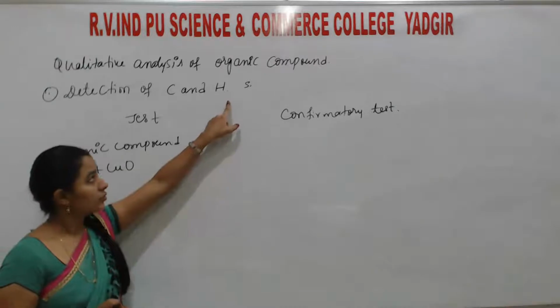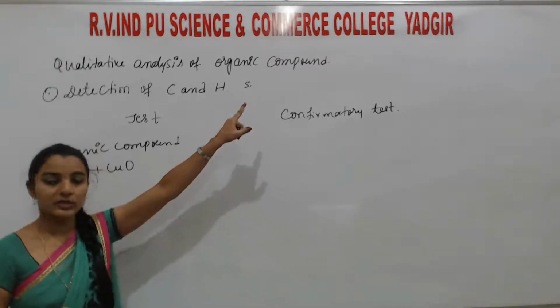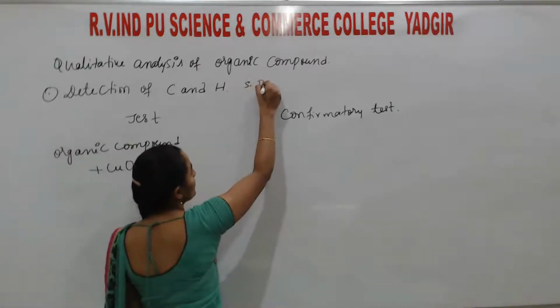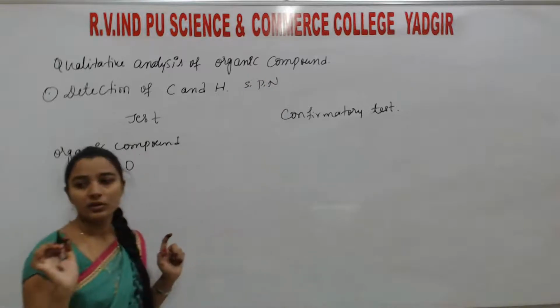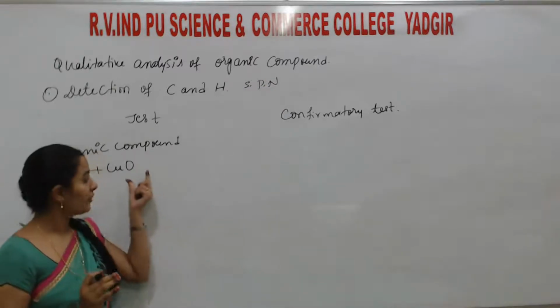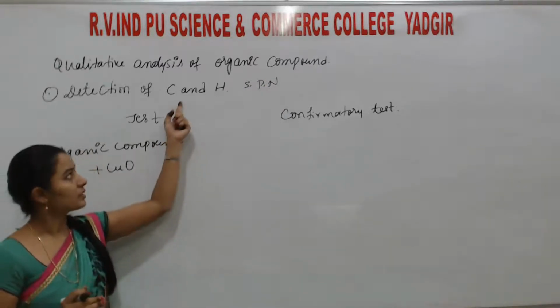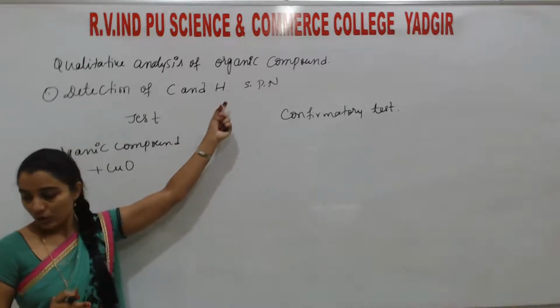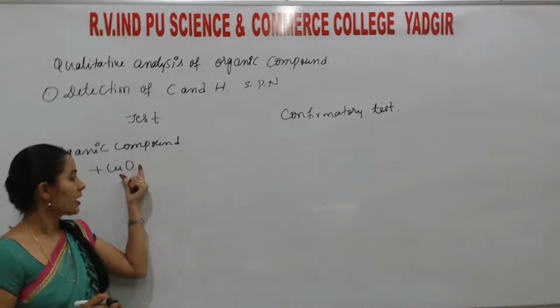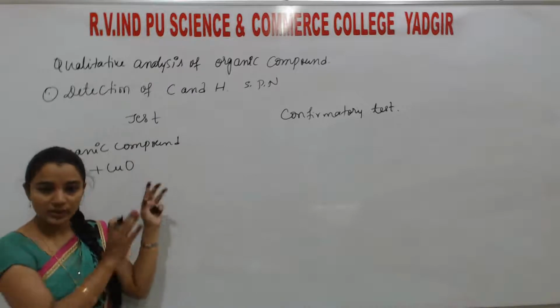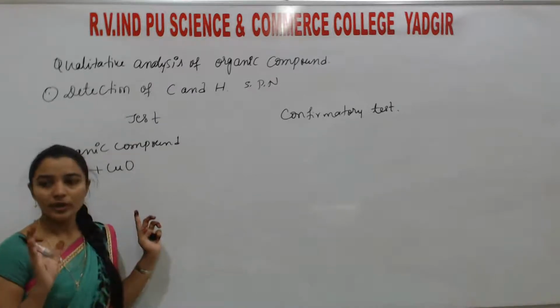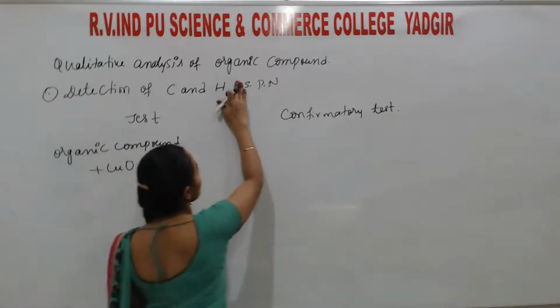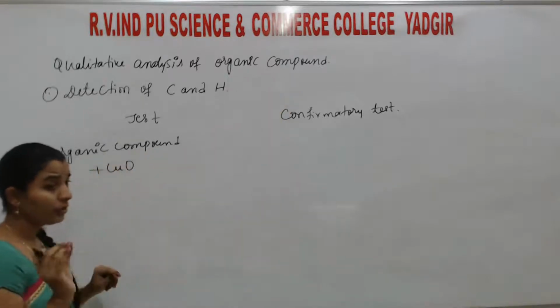Understood? Assume there are other heteroatoms also there, sulfur is also there, phosphorus is also there, nitrogen is also there. Still we don't know. But by this reaction we can confirm the presence of carbon and hydrogen. Only carbon and hydrogen react with this CuO. This is a particular test for carbon and hydrogen only.